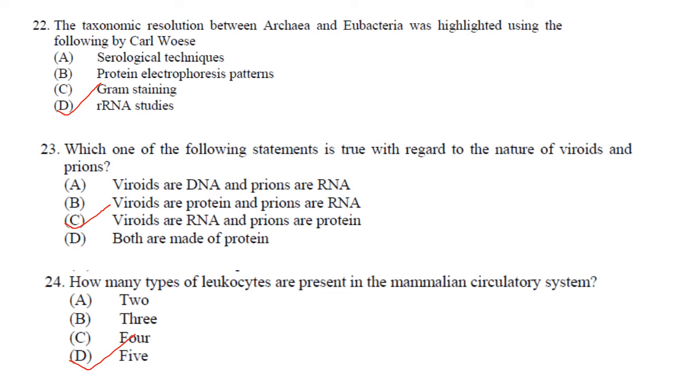Next one. How many types of leukocytes are present in the mammalian circulatory system? Option A, 2, B, 3, C, 4, D, 5. Answer is option D, 5.